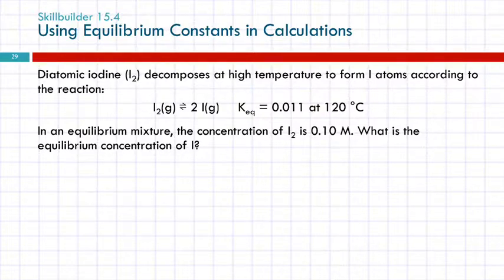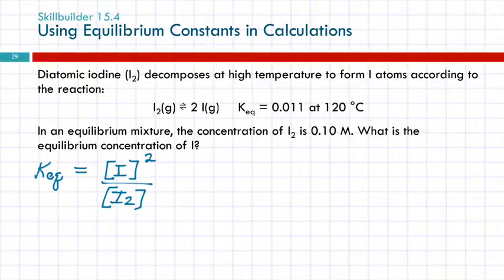We'll just start by writing the expression. KEQ equals, both of these are gases. We're going to have the product, which is I, and the coefficient is 2, so that's going to be squared, divided by the reactant, which is I2. You can see how you might mess that up, right? There's I's and there's 2's, and some of them are above and below and in and out of the brackets, and you just got to be careful.